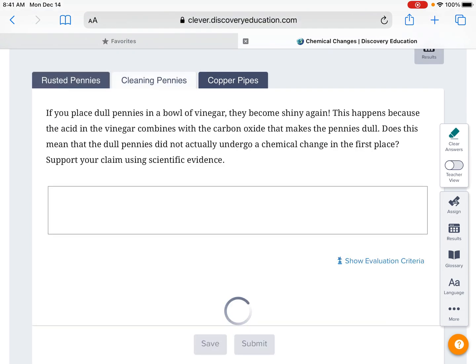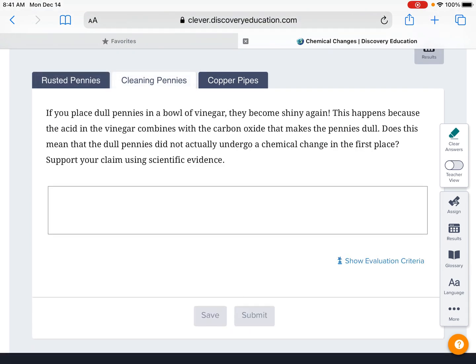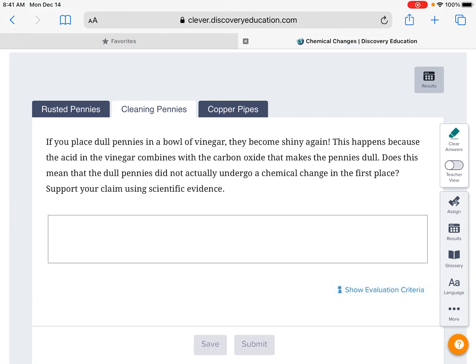Okay, let's move on. This is the part that we're doing today in class. So you can do this also at home if your parents give you permission to use some vinegar and some old dull pennies. If you place dull pennies in a bowl of vinegar, they become shiny again. This happens because the acid in the vinegar combines with the carbon dioxide that makes the pennies dull.